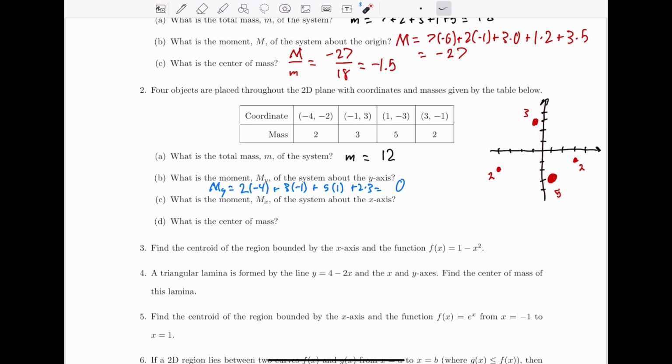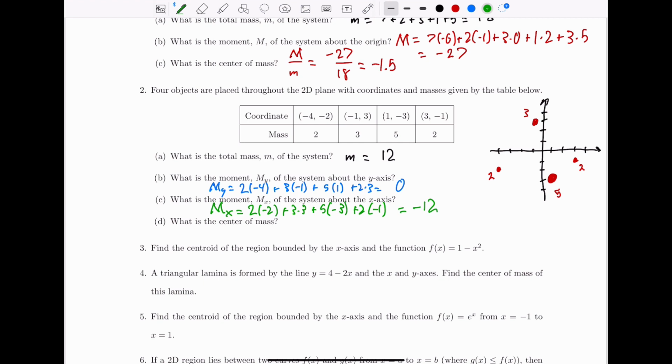Now, what is the moment across the x-axis? Well, we take the y values, multiply them by the masses, and add the result together. So this is going to be m sub x, 2 times -2, plus 3 times 3, plus 5 times -3, plus 2 times -1. 2 times -2 is -4, plus 9 is +5, minus 15 will be -10, minus another 2 would be -12. So this is -12.